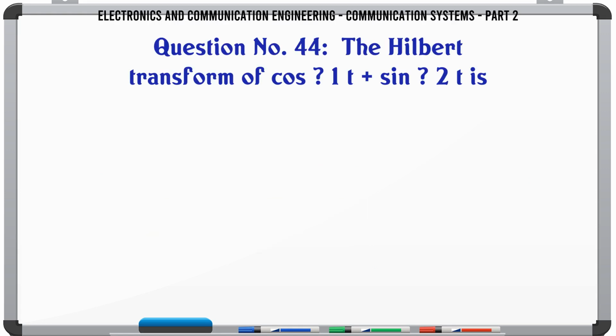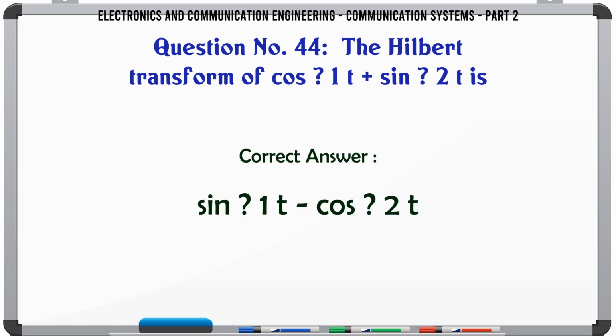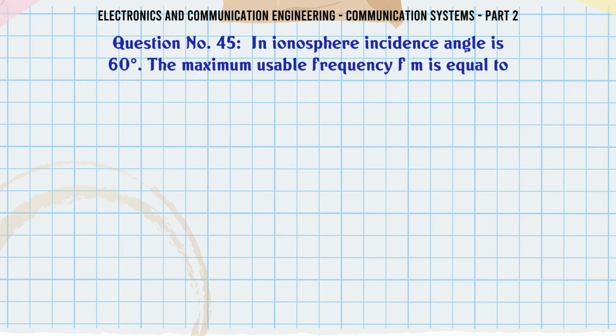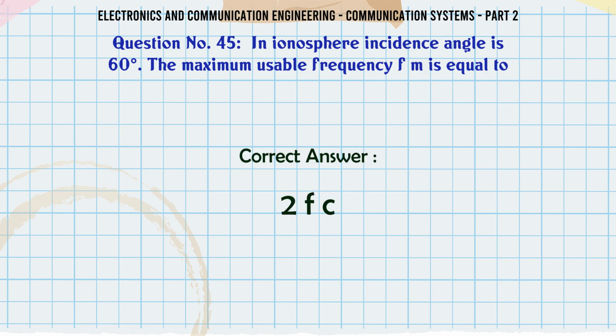The Hilbert transform of cos ω1t sin ω2t is A. sin ω1t cos ω2t, B. sin ω1t cos ω2t, C. cos ω1t cos ω2t, D. sin ω1t cos ω2t. The correct answer is sin ω1t cos ω2t. In ionosphere incidence angle is 60. The maximum usable frequency is equal to A. 2 Fc, B. Fc, C. 0.5 Fc, D. 3 Fc. The correct answer is 2 Fc.